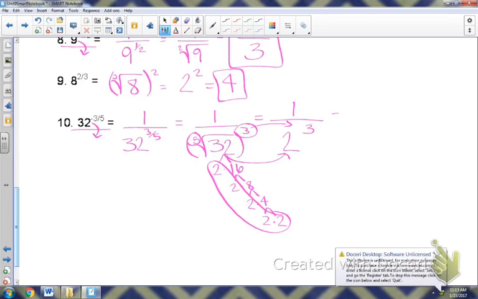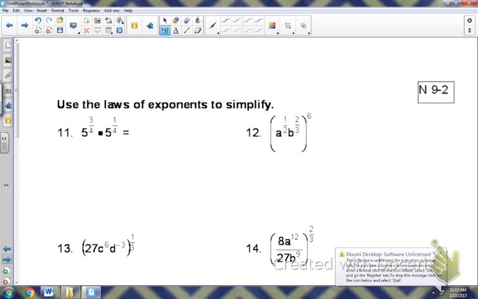So 2 cubed would give us 2 times 2 is 4, times 2 gives you 8. So 1/8 would be your answer. All right, so that's evaluating with rational exponents. Now on the back, we're going to be using laws of exponents, which you did in Unit 8, to simplify each expression.